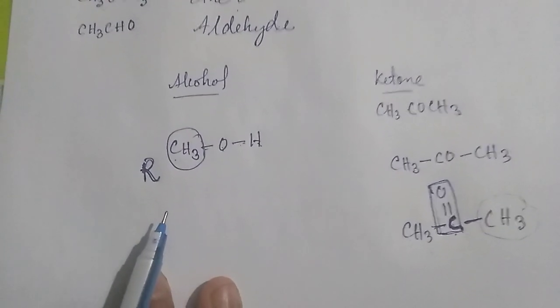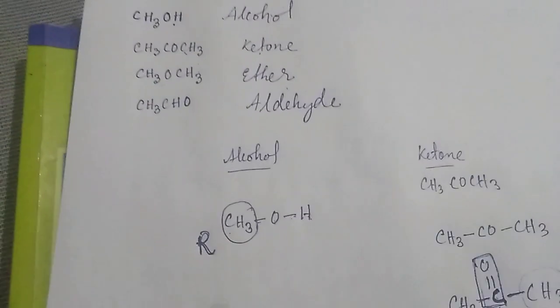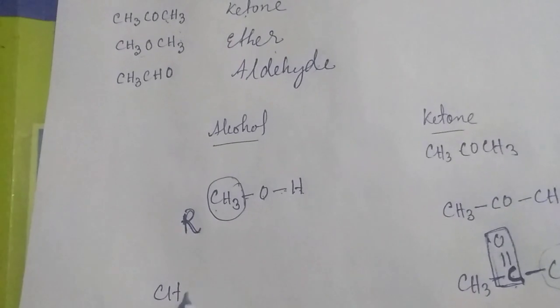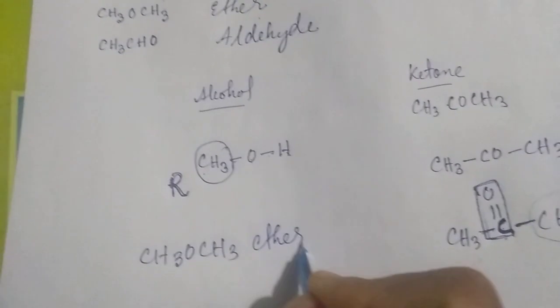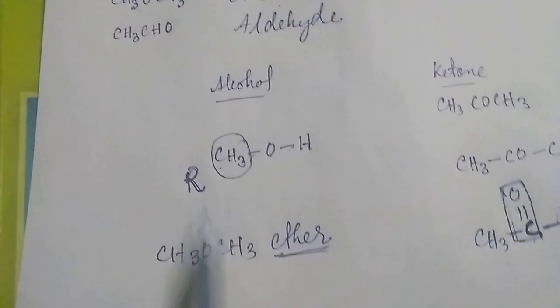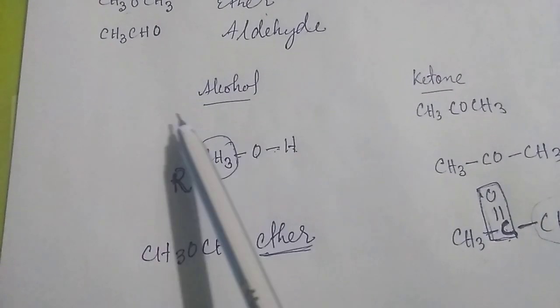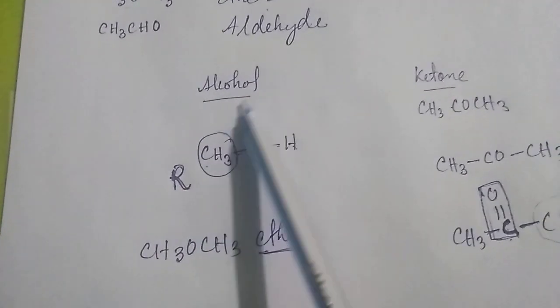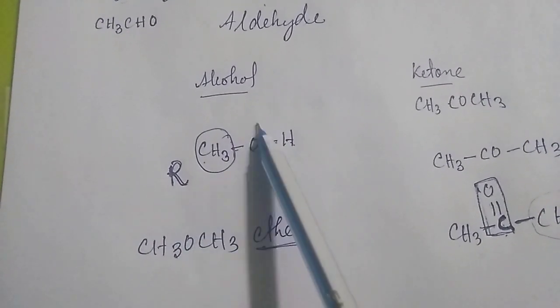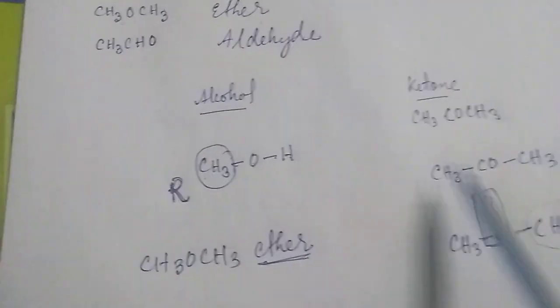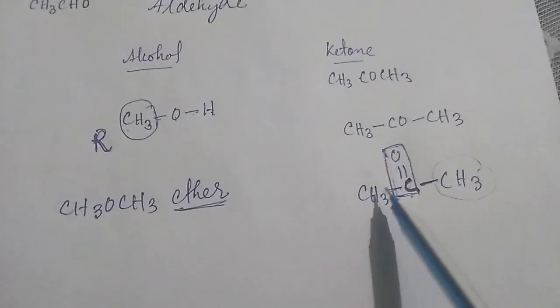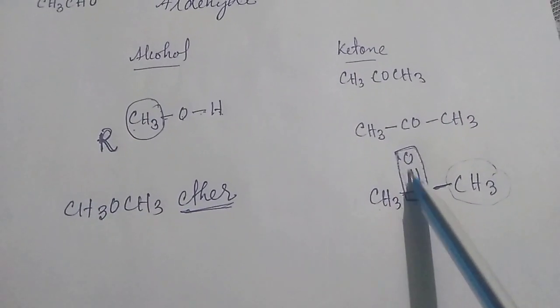Now let us go to another one, ether. When I say ether, we write CH3OCH3. So this is ether. I have taken a particular ether here. So how to identify ether? All contain oxygen, but alcohol is connected with the OH, then we will know that this is alcohol, ROH. Then ketone, there is oxygen, but this is C double bonded oxygen.